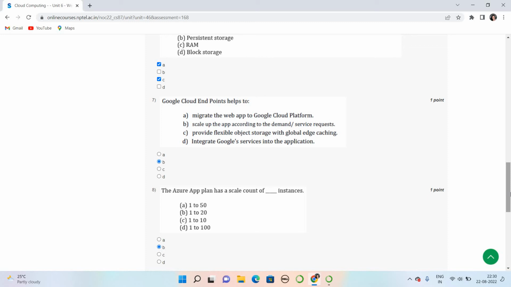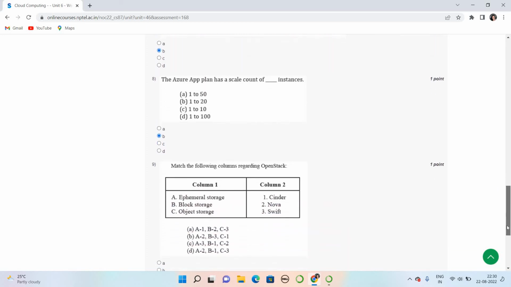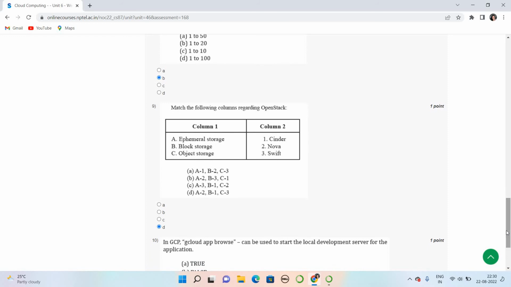And now coming to question number 8. The Azure app plan has a scale count of dash number of instances. The correct option is B. The answer is 1 to 20 instances. Now coming to question number 9, match the following. Ephemeral storage is matched with Nova, block storage is matched with Cinder, and object storage is matched with Swift. So option D is the correct answer.